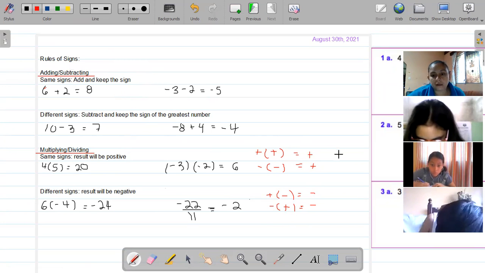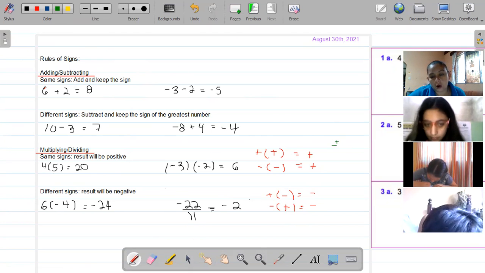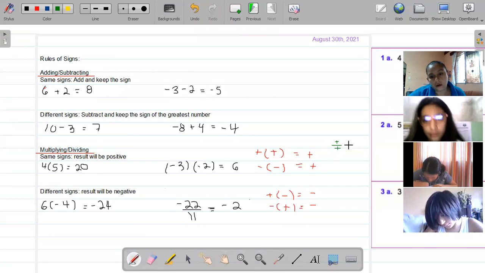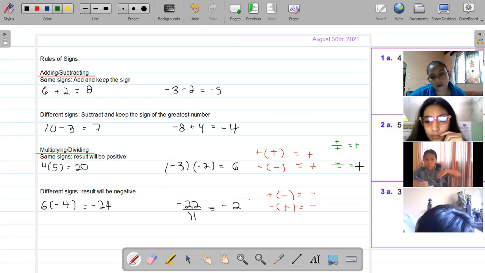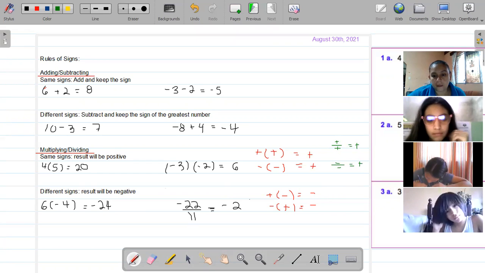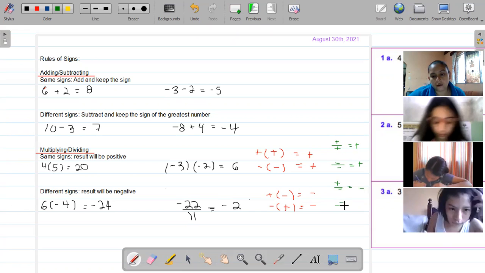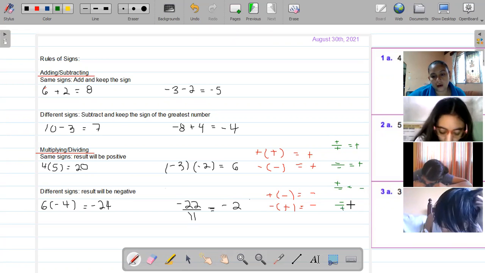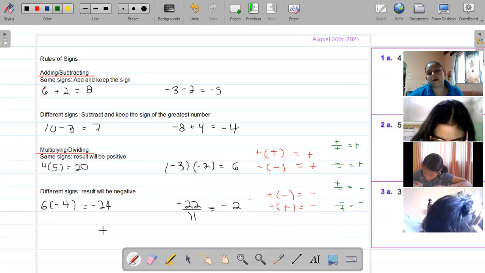And this also applies for divisions, okay? Write in another color. So if you have positive over positive, your answer is going to be positive. If you have negative over negative, your answer is also going to be positive. If you have a positive over a negative, then your answer is going to be negative. And if you have a negative over a positive, your answer is also going to be negative. Okay, so this is the same thing as what I wrote in here, okay?